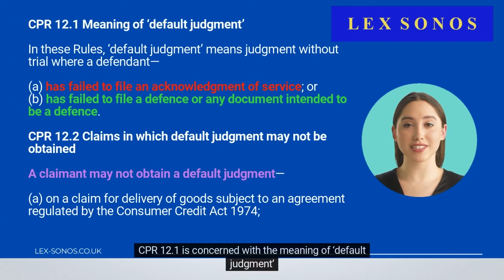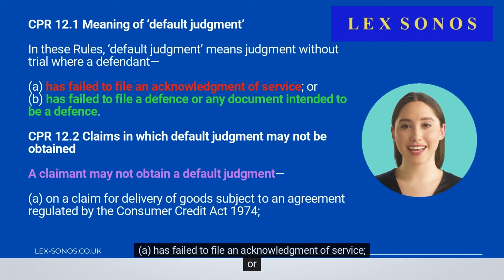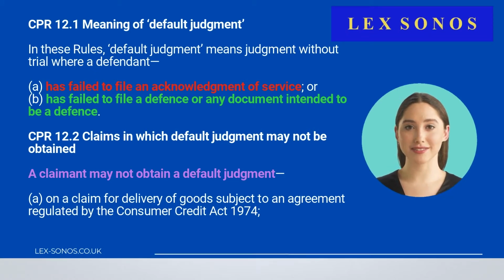CPR 12.1 is concerned with the meaning of default judgment. In these rules, default judgment means judgment without trial, where a defendant (a) has failed to file an acknowledgement of service, or (b) has failed to file a defense, or any document intended to be a defense.